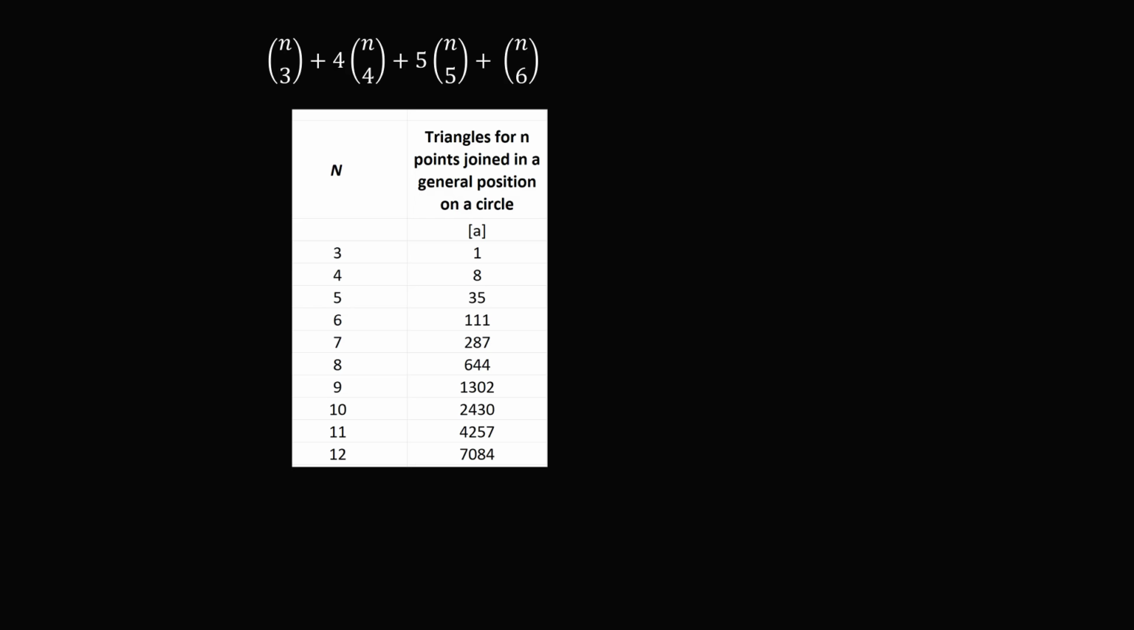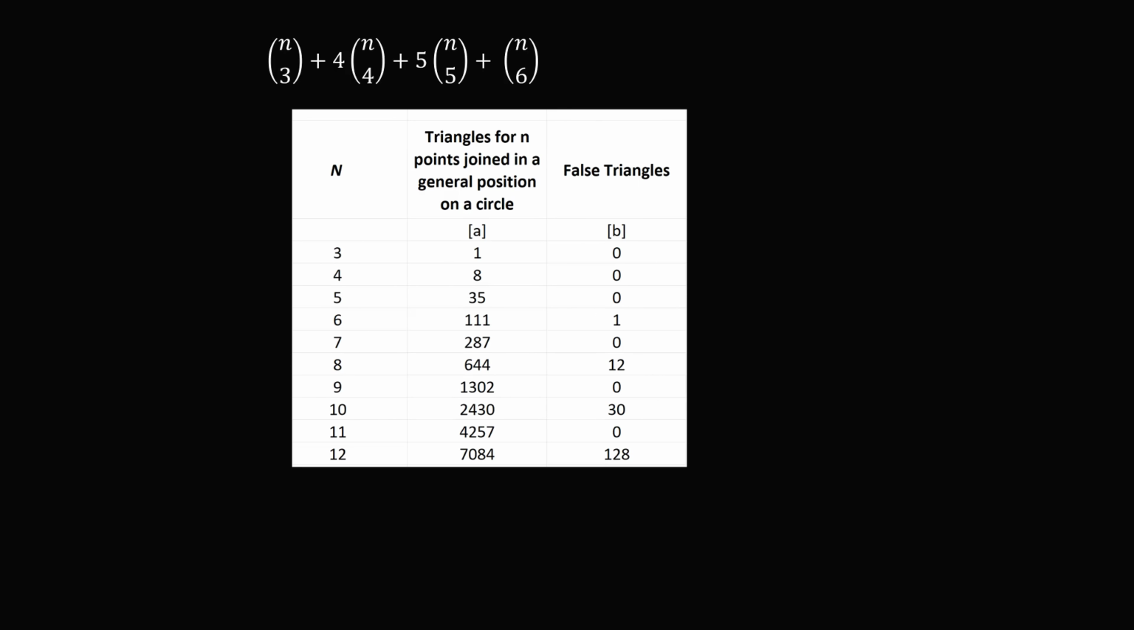You would shift the points slightly so that you wouldn't have any intersection of 3 different diagonals of this polygon. So it won't be a regular polygon, but you would get a total number of triangles for n points joined in a general position on a circle. This formula is always going to be true. And when n is odd, it will always work. But you will have false triangles when n is an even number.